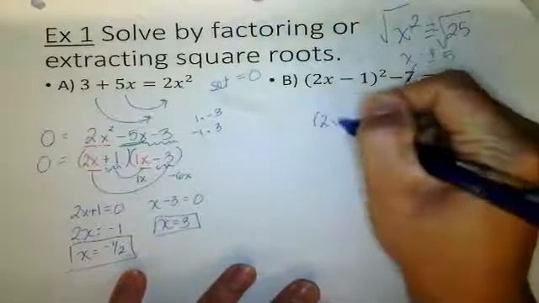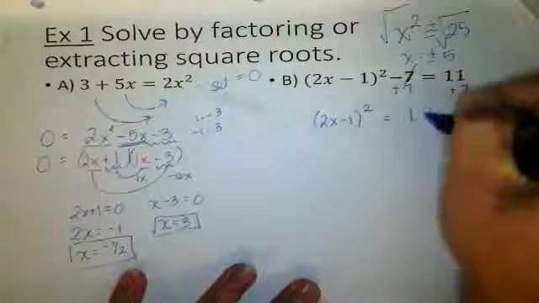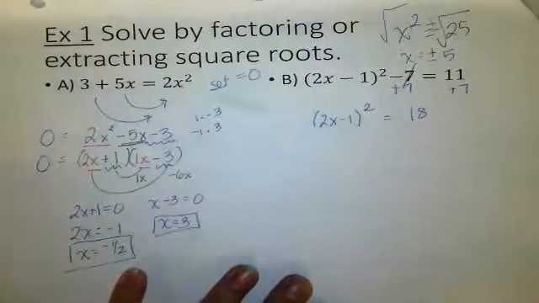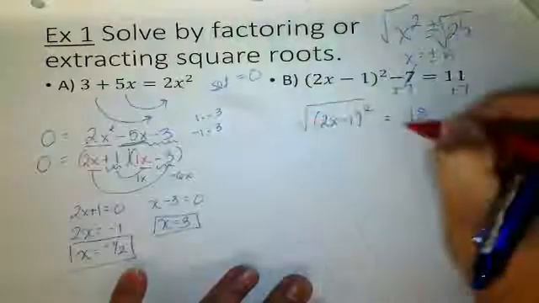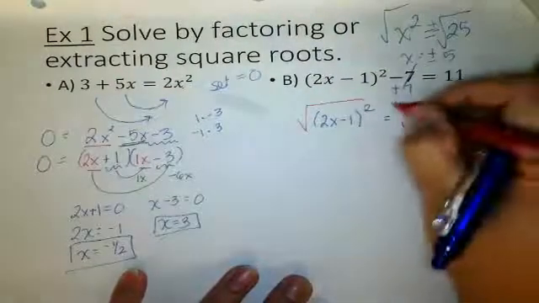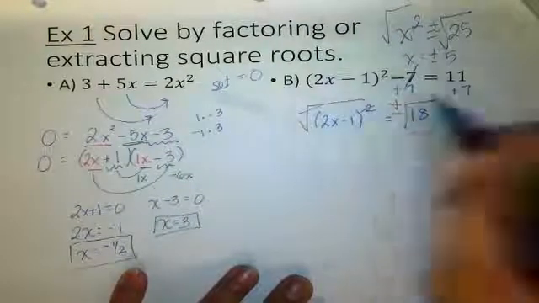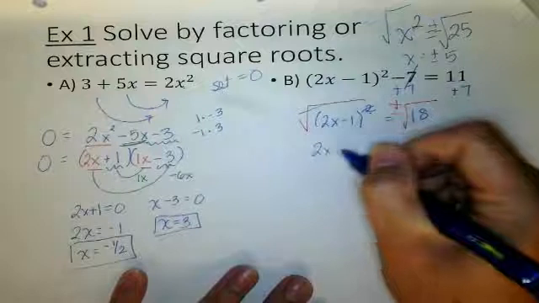So I have 2x minus 1, quantity squared equals 18. And then, how do you get rid of the power? Square root. What do you need to remember when you take the square root? Plus or minus. So that is going to cancel out our square, leaving the guts of the equation.